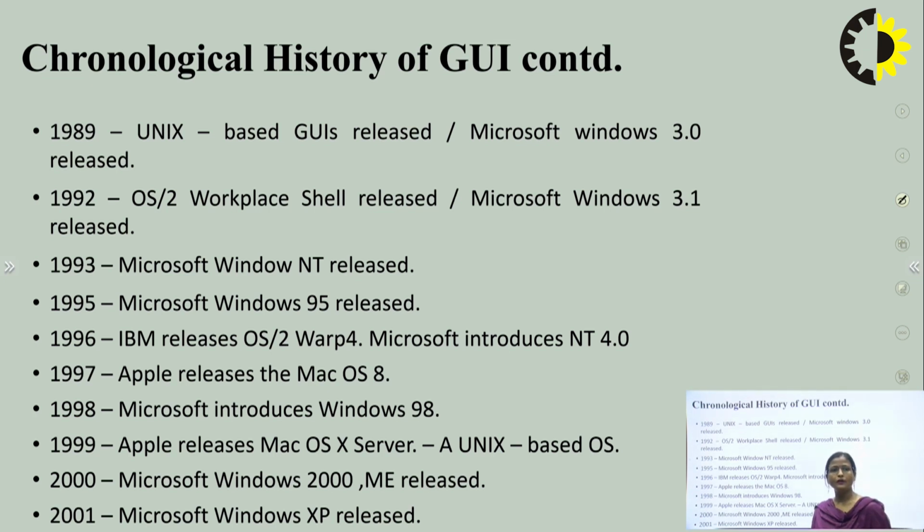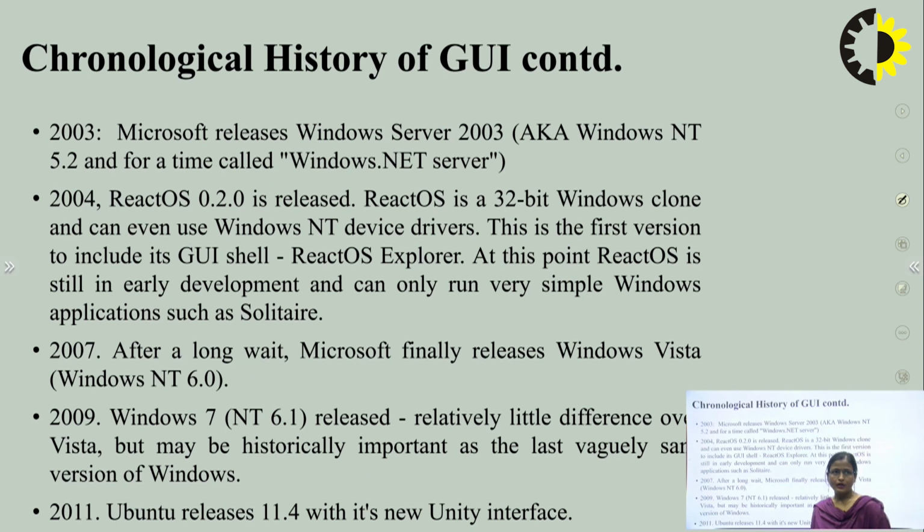In 1998, Microsoft introduces Windows 98. In 1999, Apple releases Mac OS X Server, a Unix-based OS. In 2000, Microsoft Windows 2000 and ME released. And in 2001, Microsoft Windows XP was released. Then in 2003, Microsoft releases Windows Server 2003, aka Windows NT 5.2, and for a time it was also called Windows .NET Server. In 2004, ReactOS 0.2.0 is released.